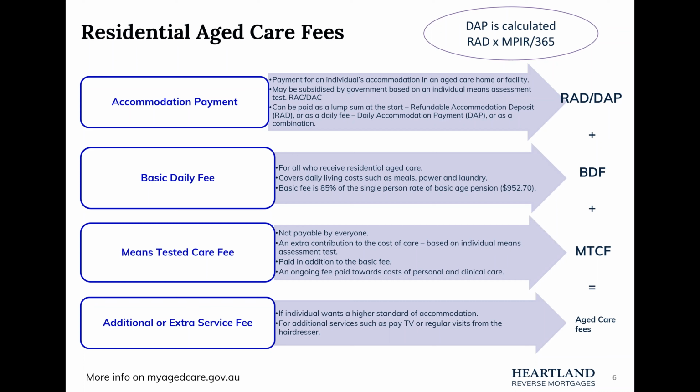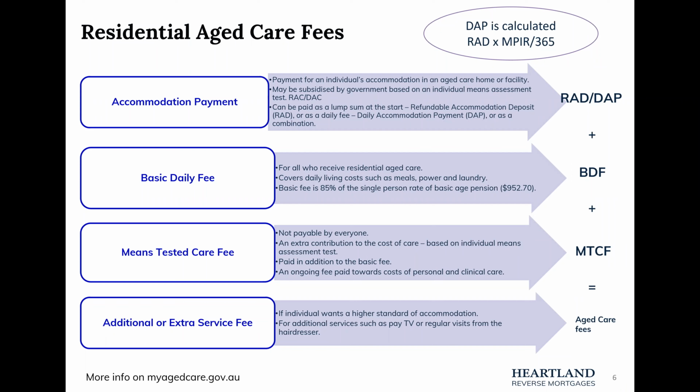But on top of this, there may be a means tested care fee that is not payable by everyone. It is dependent on the individual means assessment test that is completed by Centrelink, looking at their income and assets. So it's basically an extra contribution, paid in addition to the basic fee, and it also goes towards the cost of personal and clinical care. So those are really the general fees that always come with any kind of residential aged care.